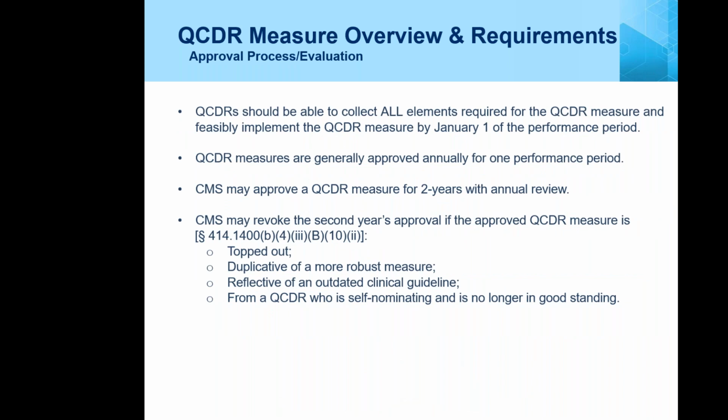These items are required: a QCDR should be able to collect all data elements required for the measure and be able to feasibly implement those by January 1 of the performance period. QCDR measures are generally approved annually for one performance period, but there is now an opportunity to be approved for a 2-year period with the annual review. CMS may revoke the second year's approval if the approved QCDR measure is topped out or has no variance in the performance data, is duplicative of a more robust measure, reflects an outdated clinical guideline, or it's from a QCDR who is self-nominating and is no longer in good standing. Next slide, please.